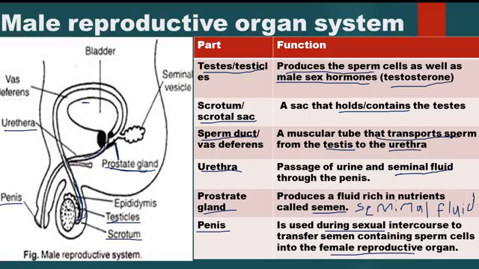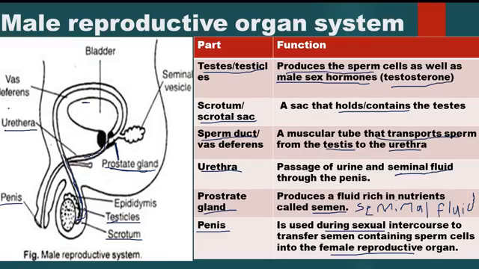So if you look at the male reproductive organ, I want you to look at these 6 parts: the testis and its 2 functions, production of the sperm cells and production of the male sex hormones. Then we have the scrotum or scrotal sac. It holds the testes. Then we have the sperm duct. It's just a tube that transports the sperm from the testes to the urethra.